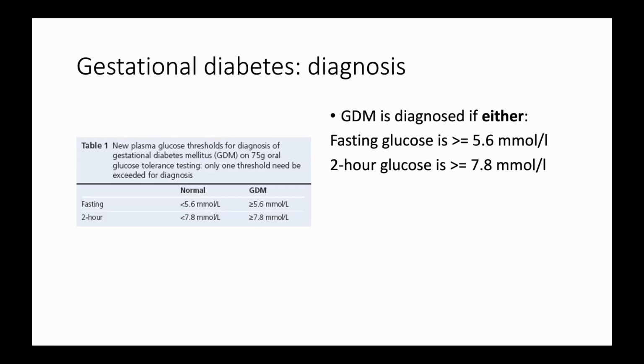So gestational diabetes is diagnosed if either your fasting glucose is above 5.6 millimoles per liter, or your 2-hour glucose, so 2 hours after you've had your 75 gram oral glucose challenge, is above 7.8. Sorry, 75 grams oral glucose challenge. Okay.